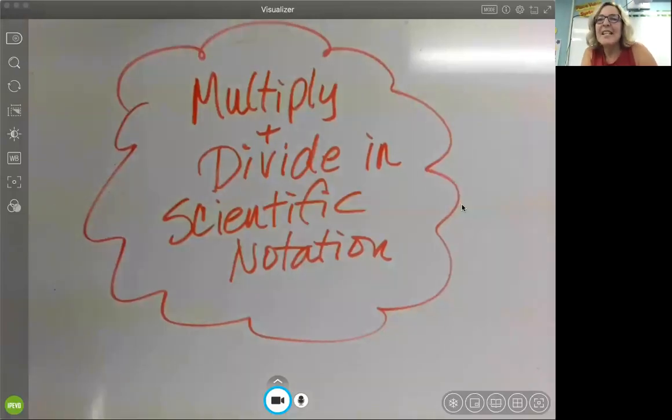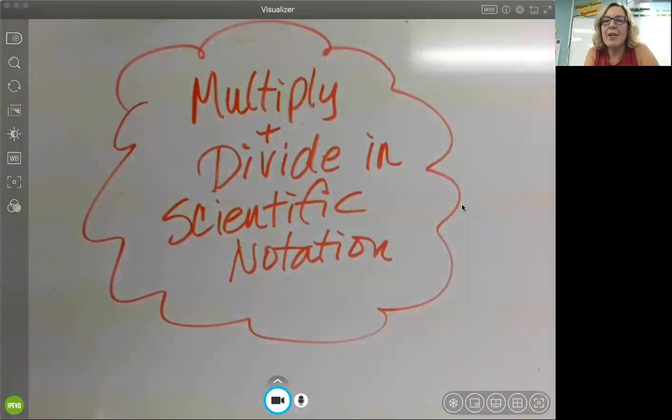Hello, 8th grade. So last week we worked on addition and subtraction in scientific notation, and we're going to start this week by multiplying and dividing. So if you want to write that at the top of your paper, and then we can get started.